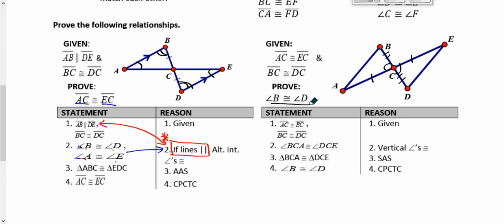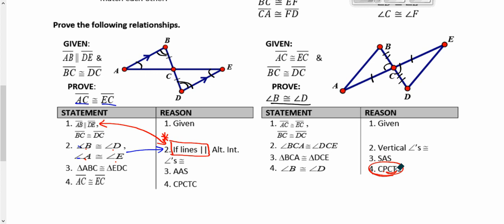Right. You cannot use CPCTC until you show what? Well, what does this say? Corresponding parts of what? Congruent triangles. So before you ever use CPCTC for a reason, listen very carefully, you must have stated what first before that? That you have congruent triangles, right?